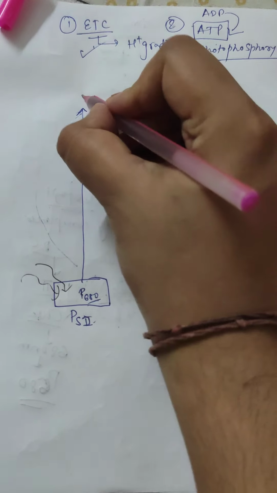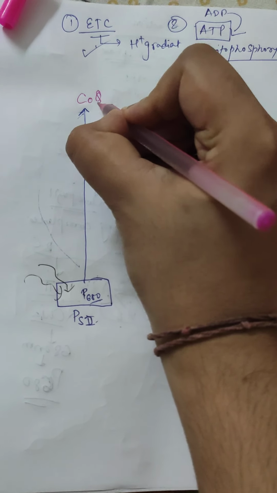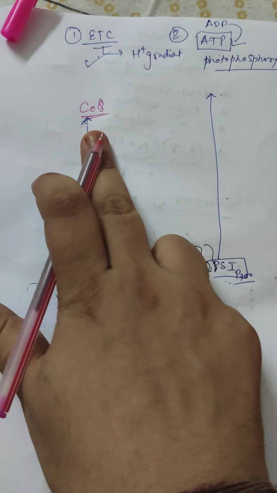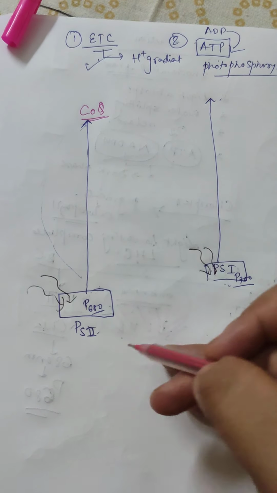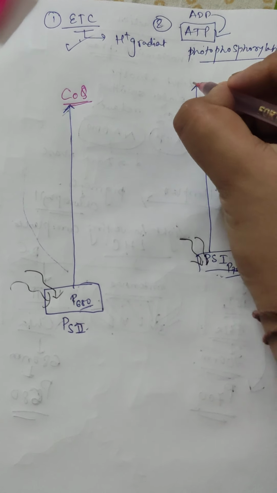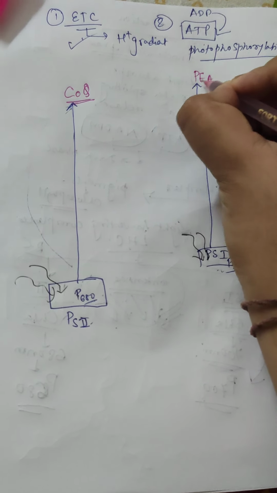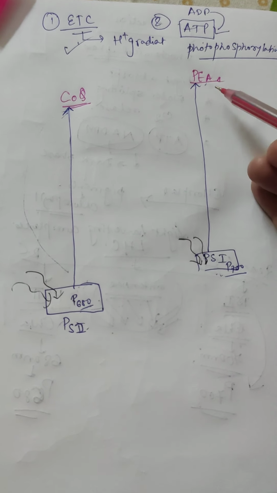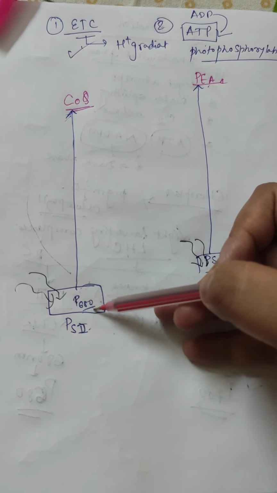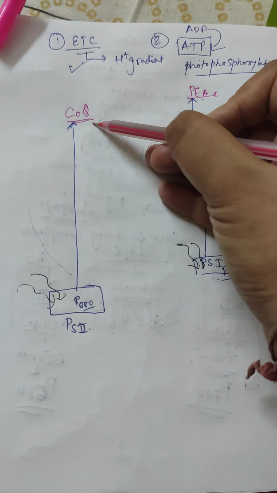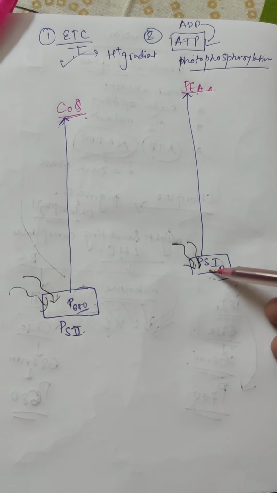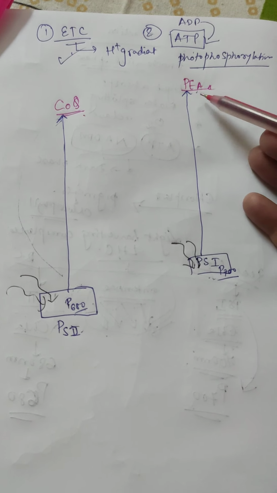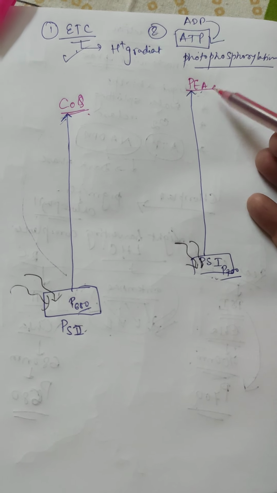In this case, you have coenzyme Q, which acts as the primary electron acceptor for photosystem 2. You also have a primary electron acceptor of photosystem 1, which accepts the excited electron. So the excited electrons are being accepted by CoQ over here, and the excited electrons are accepted by primary electron acceptor 1 over here.